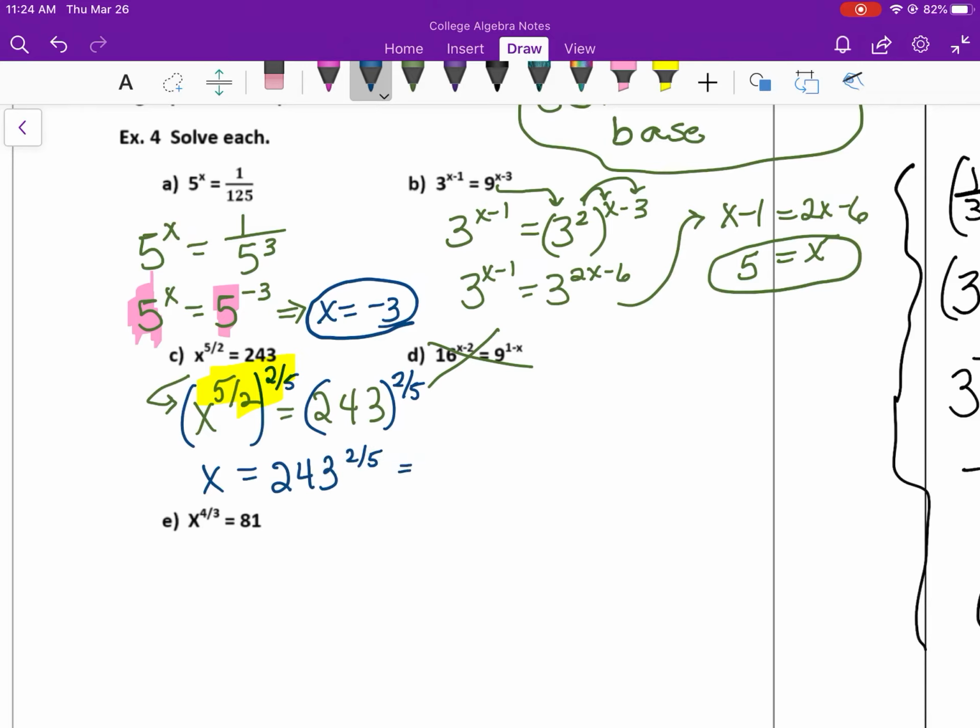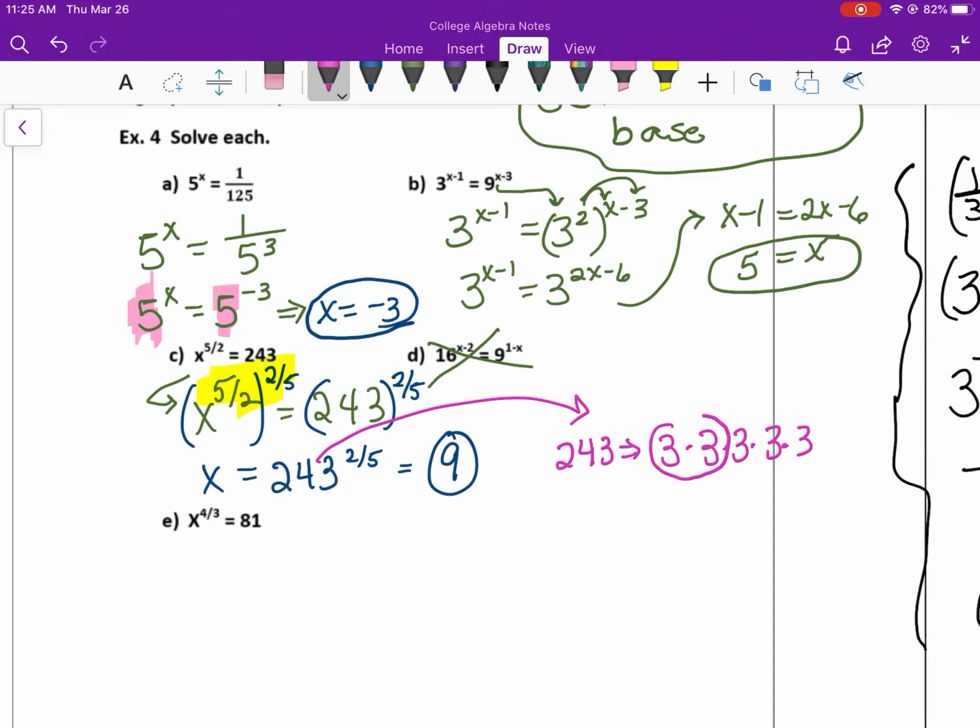Now, you can put that in your calculator if you want. And the answer is 9. You can also solve this by hand. So if I take the 5 factors of 243, so I'm looking at the denominator, there's 5 factors. It's 3 to the 5th, and I take 2 of those 5, so 2/5 of my factors is 9. There's the way we do it by hand. You guys can use your calculator, that doesn't matter to me.